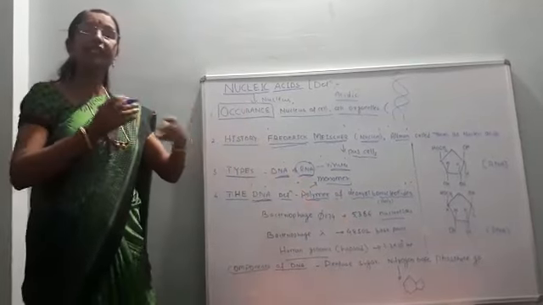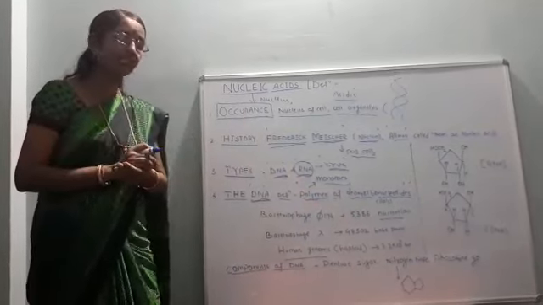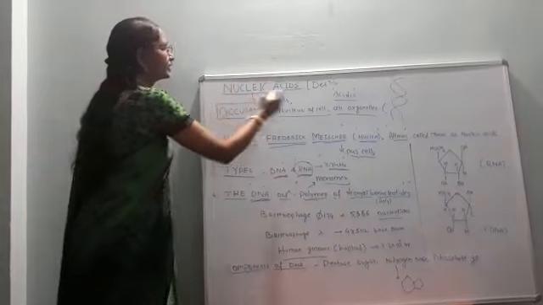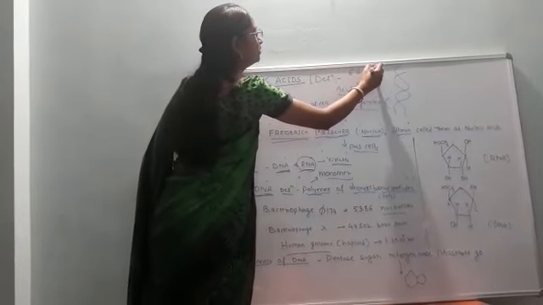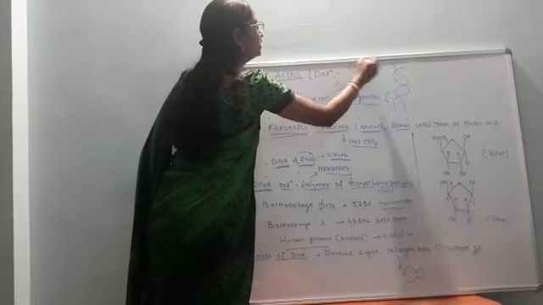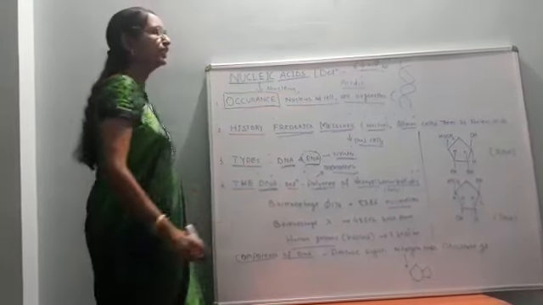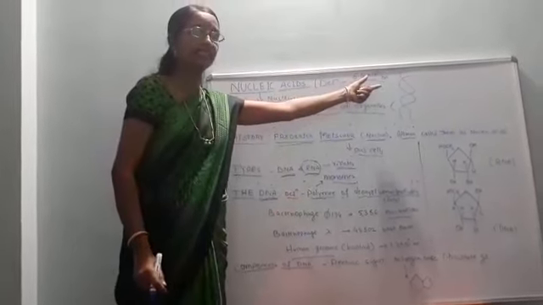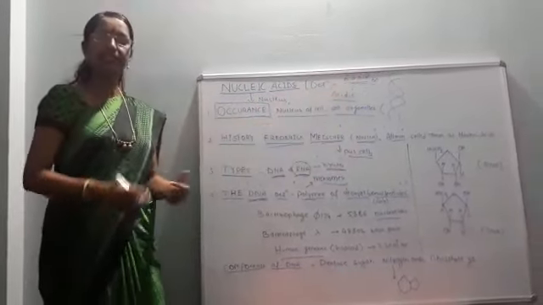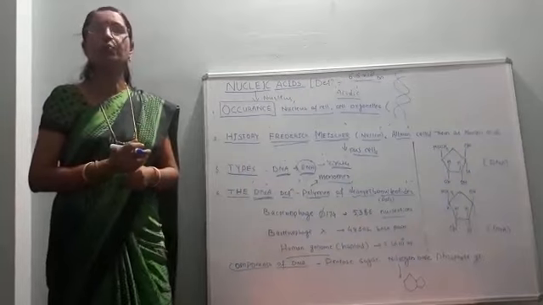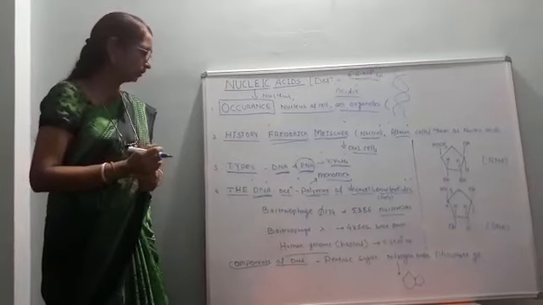But what will be the number of nucleotides in the diploid set? That is 6.6 into 10 to the power of 9 base pairs. So this is the length of the DNA of the diploid set in the human. Totally, approximately, the DNA measures about 2.2 meters long.